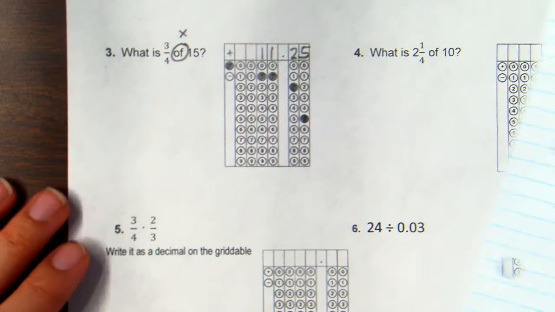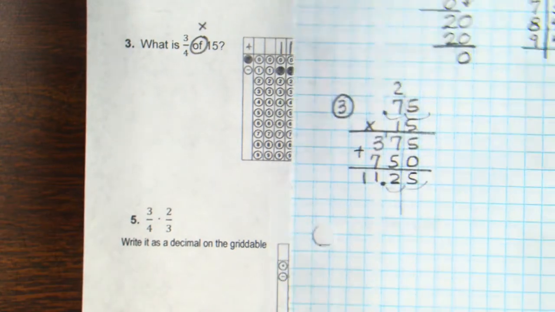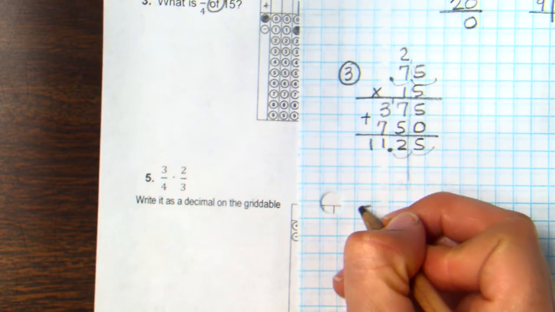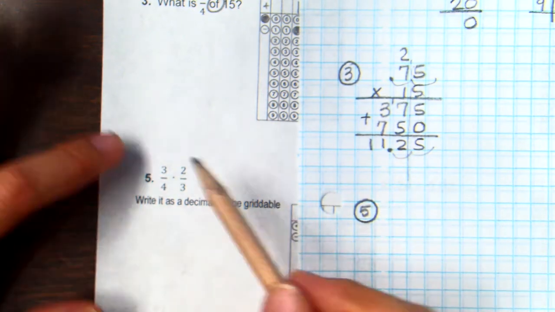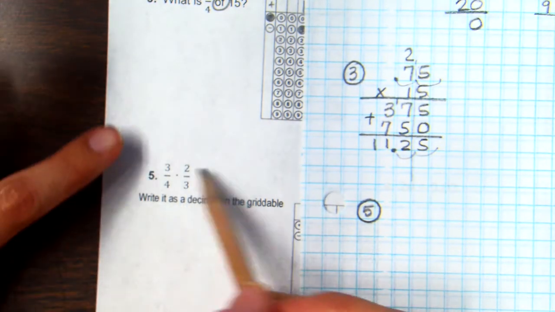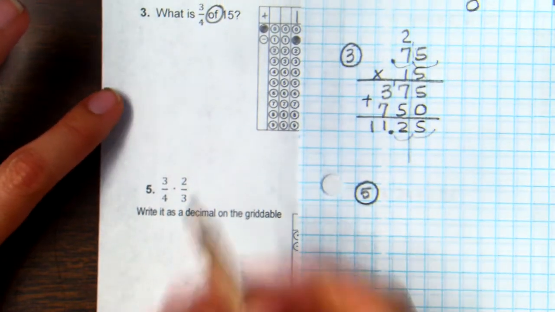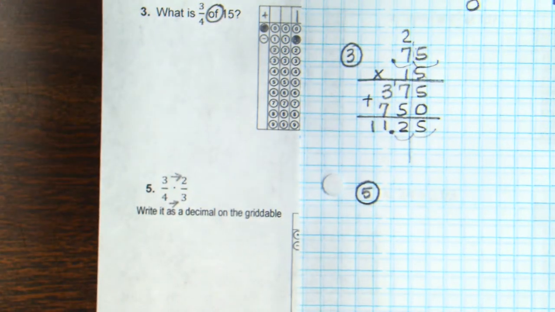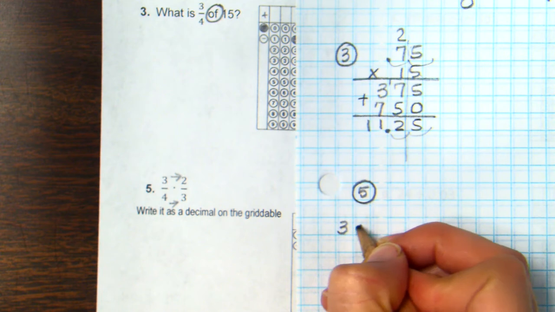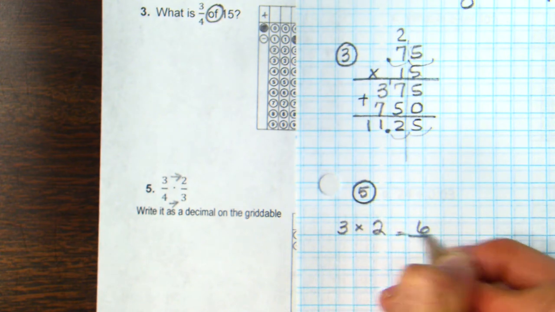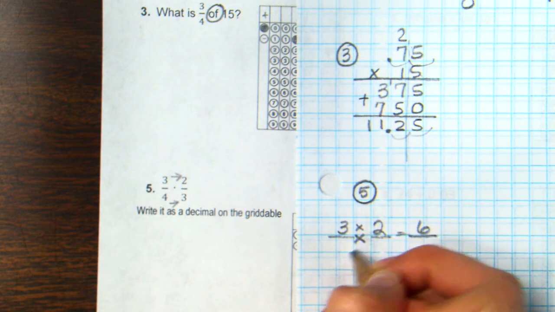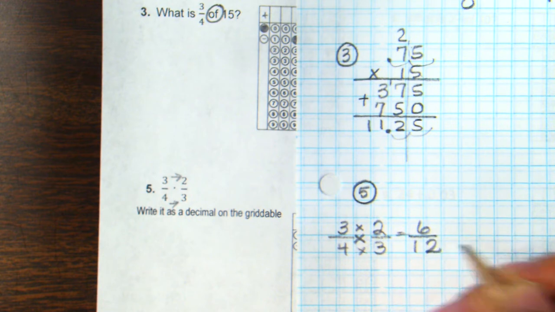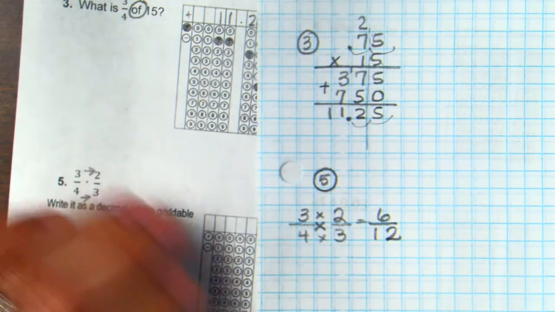And then number 5, we are multiplying fractions. A lot of students are still struggling with multiplying fractions because they tend to forget. 1, you can turn them into a decimal and multiply. 2, if you decide to multiply as a fraction, we just multiply across with the 1 on the front. So numerator times numerator, denominator times denominator. So that will be 3 times 2 is 6. And then 4 times 3 is 12. And then turn them into a decimal to put it on the griddable.